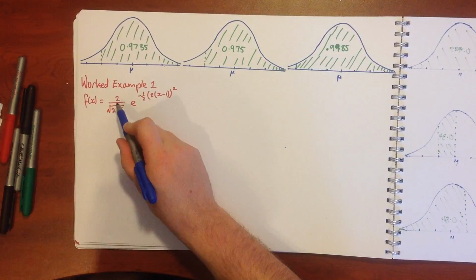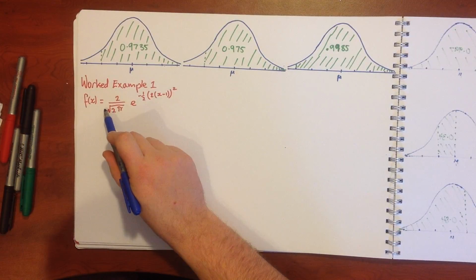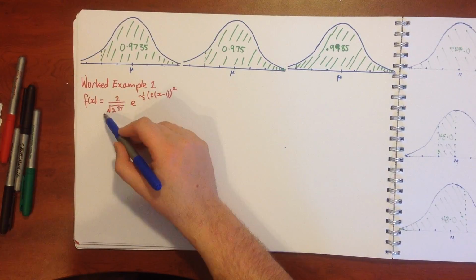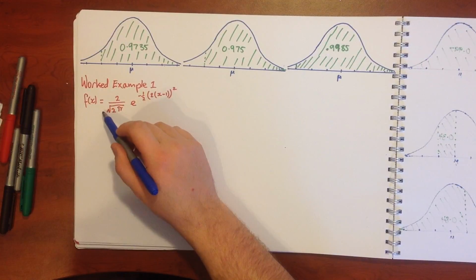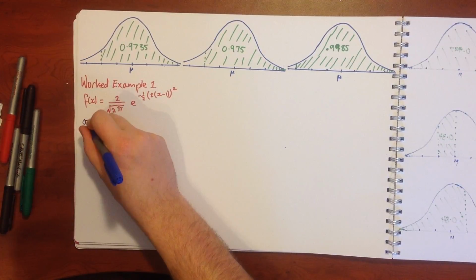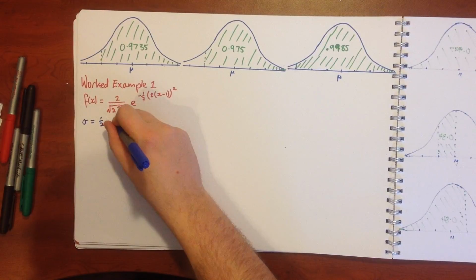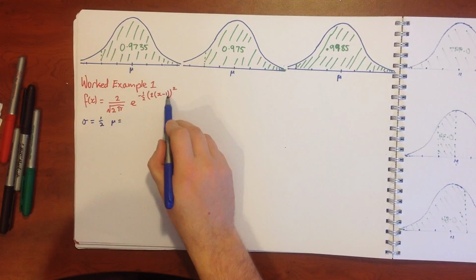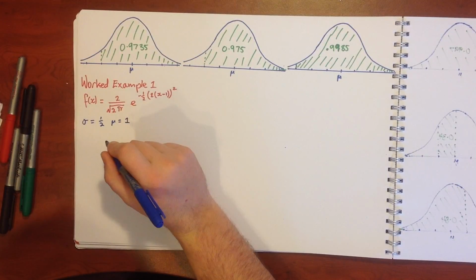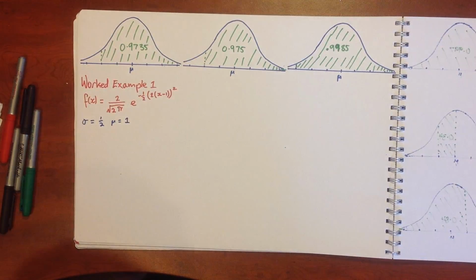Usually our standard deviation is down here. So for our 2 to end up there, we'd have to be dividing by a half. So our sigma equals a half, and our mean is equal to 1. We can read that one straight off.